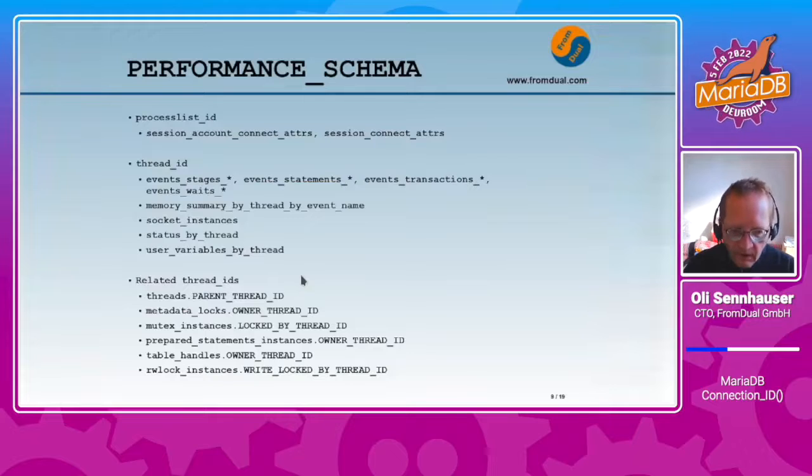So in the performance schema, where can we work with the process list ID? In the views session account connection attributes and session connection attributes, you can work with the process list ID. Then there are many different other views where you can only work with the real thread ID and not with the connection ID. I have listed all views here which I found where the thread ID is used. And then we also have related thread IDs like parent thread ID, owner thread ID, logged by thread ID, etc. in the performance schema again.